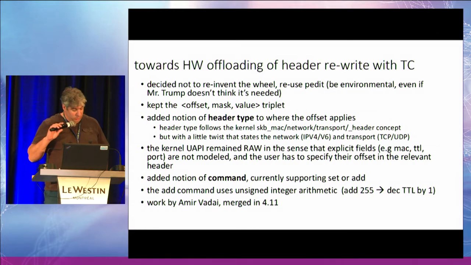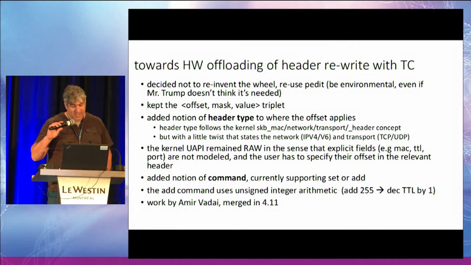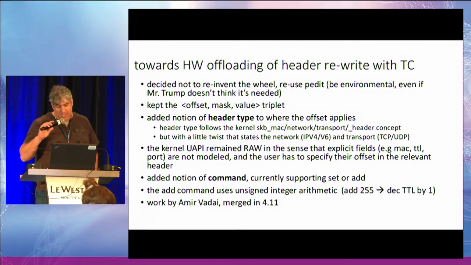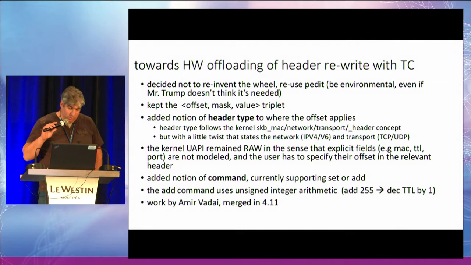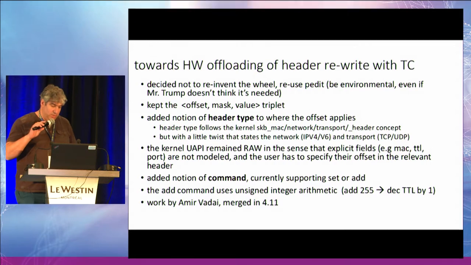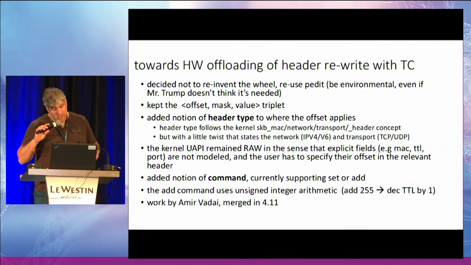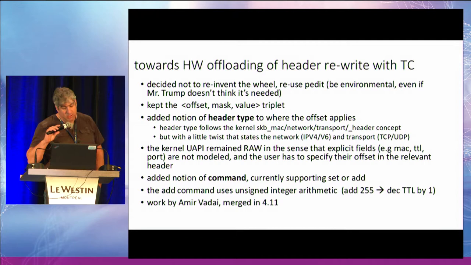Okay, so what we decided to do, of course, is not to reinvent the wheel, but to reuse pedit, and we want to keep the same idea of offset, mask and value. But the main issue that we faced, that we didn't like, is that you need to cross over a few protocols. So if you want to change the UDP port, you need to account for whether it's an IPv4 or IPv6 packet. So it's not efficient. So what we added is a header type.